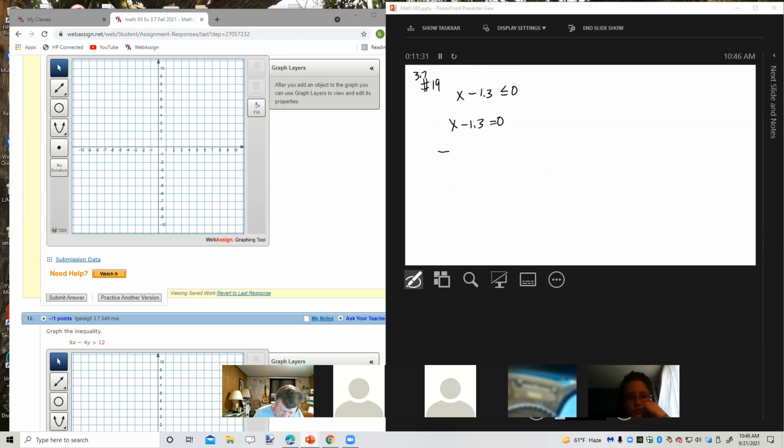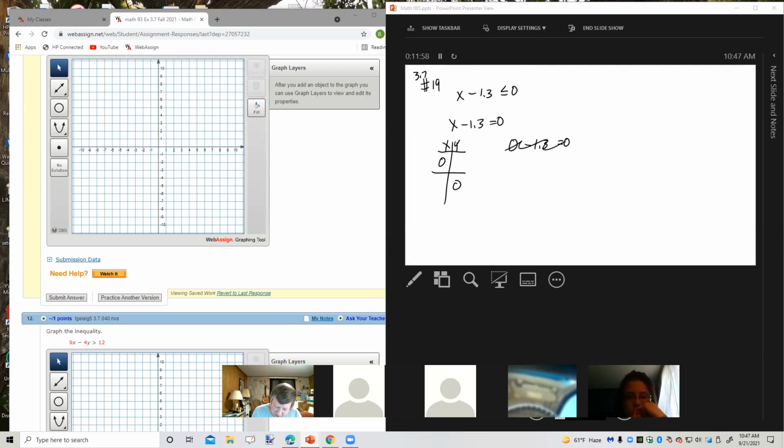All right, so I'm going to make a table of values. Let's see, if x is 0, and then we'll make y equal to 0. Well, if x is 0, I get 0 minus 1.3 equals 0. So, that doesn't seem to work, does it? There's a problem there.